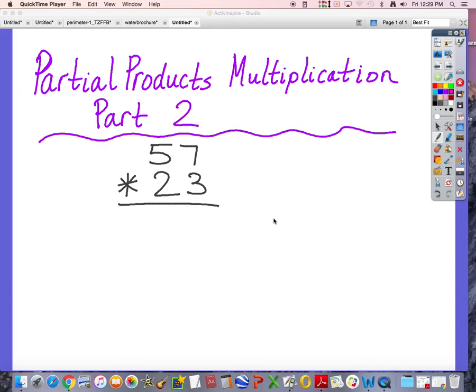I will teach you a multiplication strategy called partial products multiplication. This is part 2. In part 2 of partial products multiplication, you're going to be multiplying double digit times double digit numbers or higher. Oftentimes this strategy of multiplication can be called the bow tie.